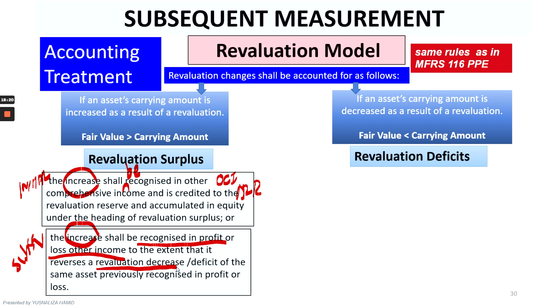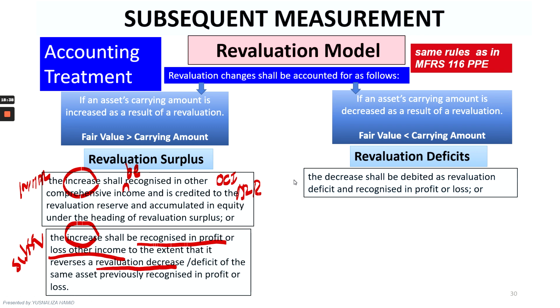So you need to go and offset the surplus with the deficit, as long as it is the same asset previously recognized in the profit or loss. So that was exactly similar to MFRS 116, with the exception that the term revaluation here is the same, except that we are talking about the case of amortization, which makes a difference.